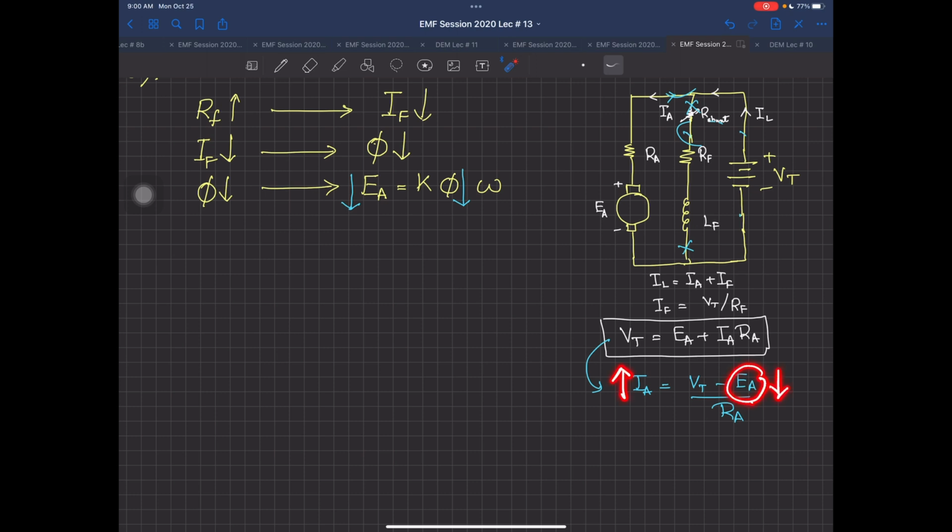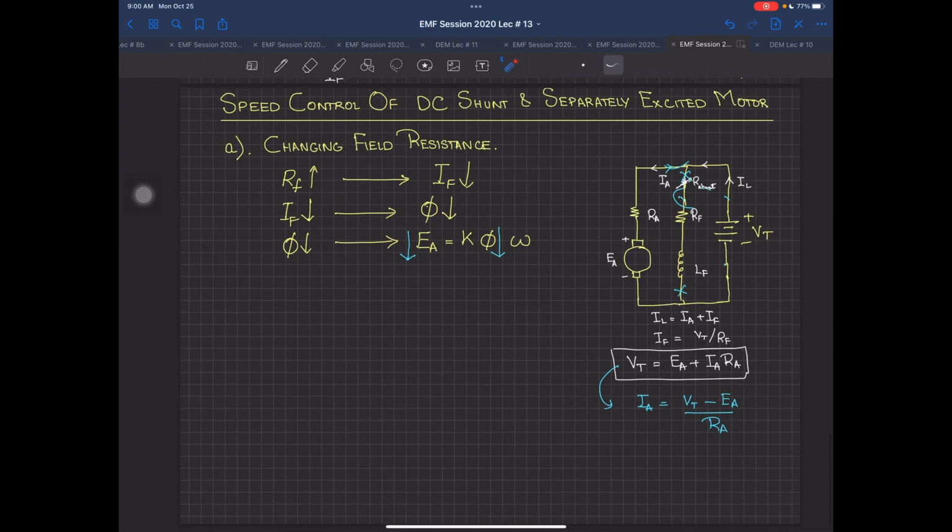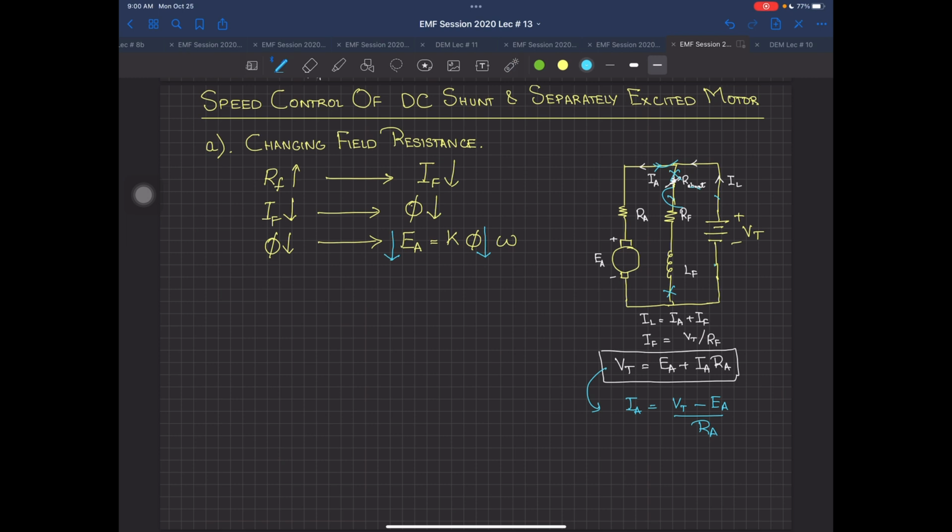And why has EA decreased? EA has decreased because your flux phi has decreased. So the next thing which is going to happen, let me use the other color, is this: EA decreases, and IA equals VT minus EA divided by RA. So what this means is that now your EA has decreased, so your IA will increase. So what happens then?